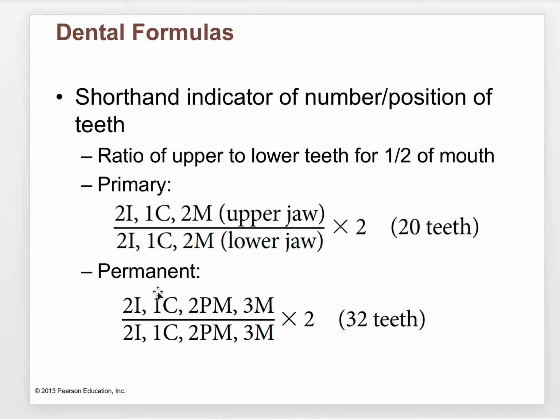But when you have permanent teeth, you have two incisors on the upper and lower jaw. You have two canines, probably one canine on the upper jaw, one canine on the lower jaw, two premolars on each upper jaw and lower jaw, and three molars on the upper and lower jaw, giving a total of 32 teeth.